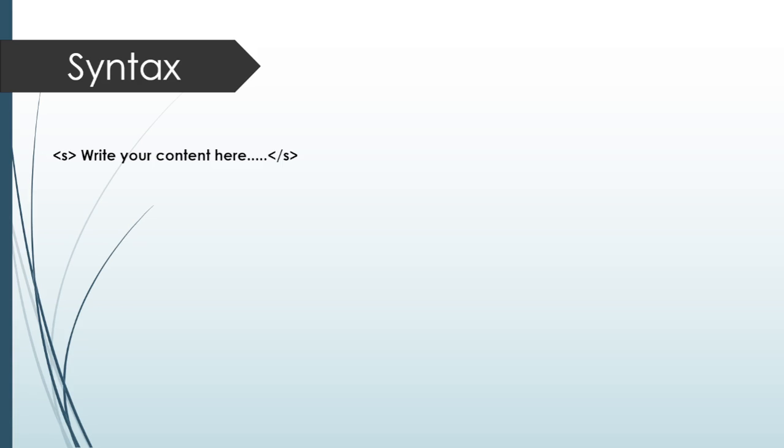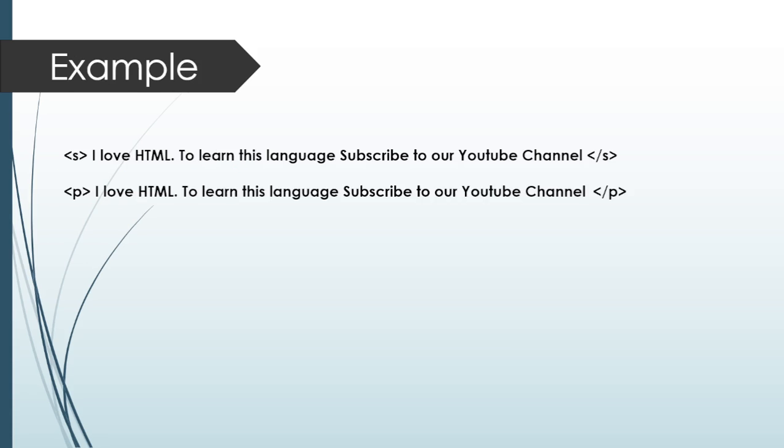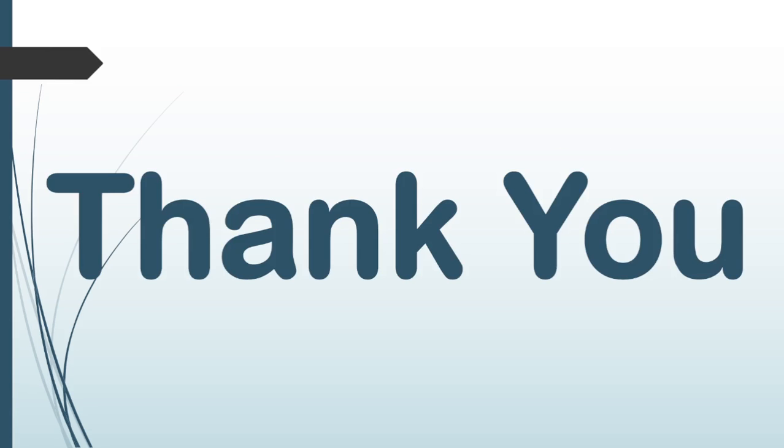Here you can see the syntax: start the S tag, and then you always need to close this S tag. You can write anything in between these tags. In this example, you can see the S tag, I love HTML. To learn this language, subscribe to our YouTube channel, and we have closed the S tag. So what will the output be? This way, you will see a line through this particular statement. So this is how you can create the S tag.